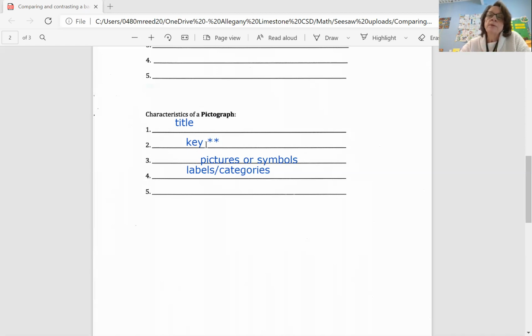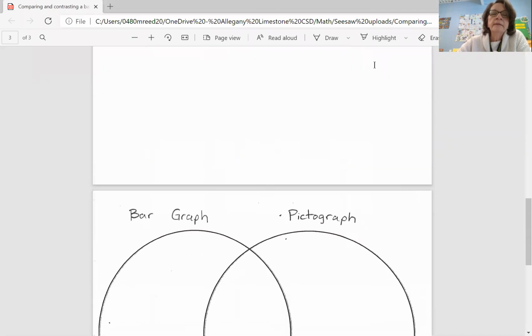Now, remember I told you we were going to compare and contrast. So when we compare two things, we say how they're alike. And when we contrast, we say how they are different. So we're going to use a Venn diagram. So I'm going to clear my drawings here, my typing. And we're going to slide down here.